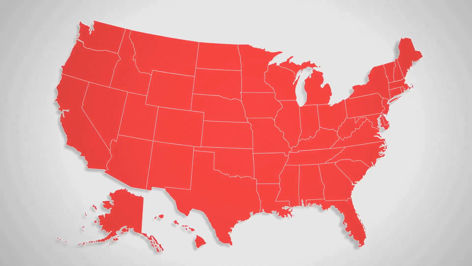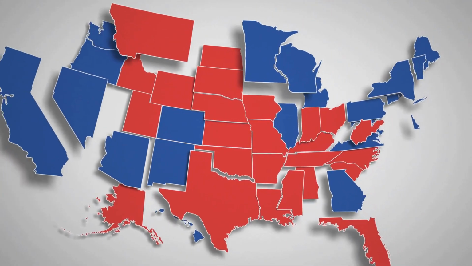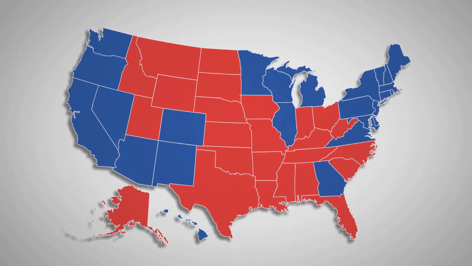Another significant barrier is the Electoral College system. In presidential elections, most states use a winner-take-all method, making it nearly impossible for third-party candidates to win electoral votes. For example, even if a third-party candidate wins 15% of the popular vote nationwide, they might not win a single state's electoral votes.